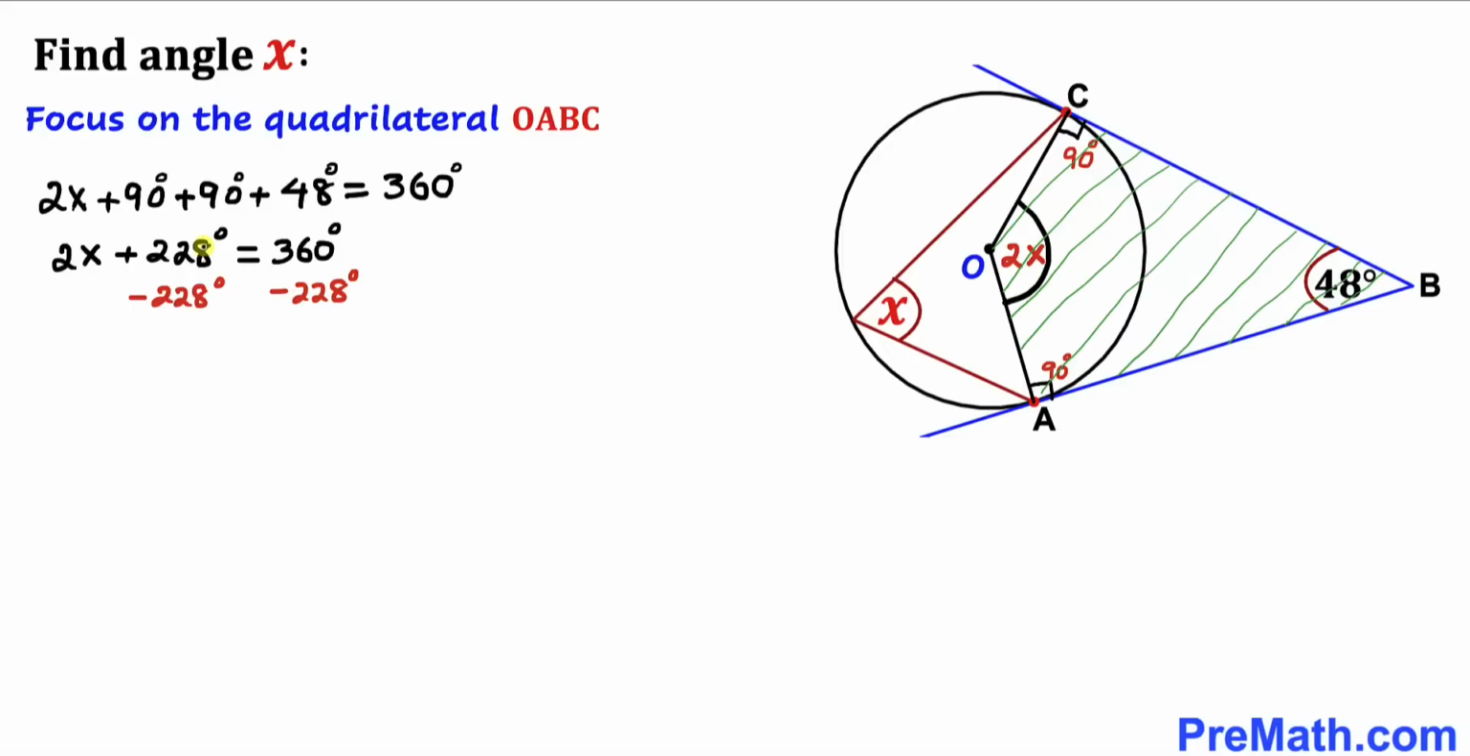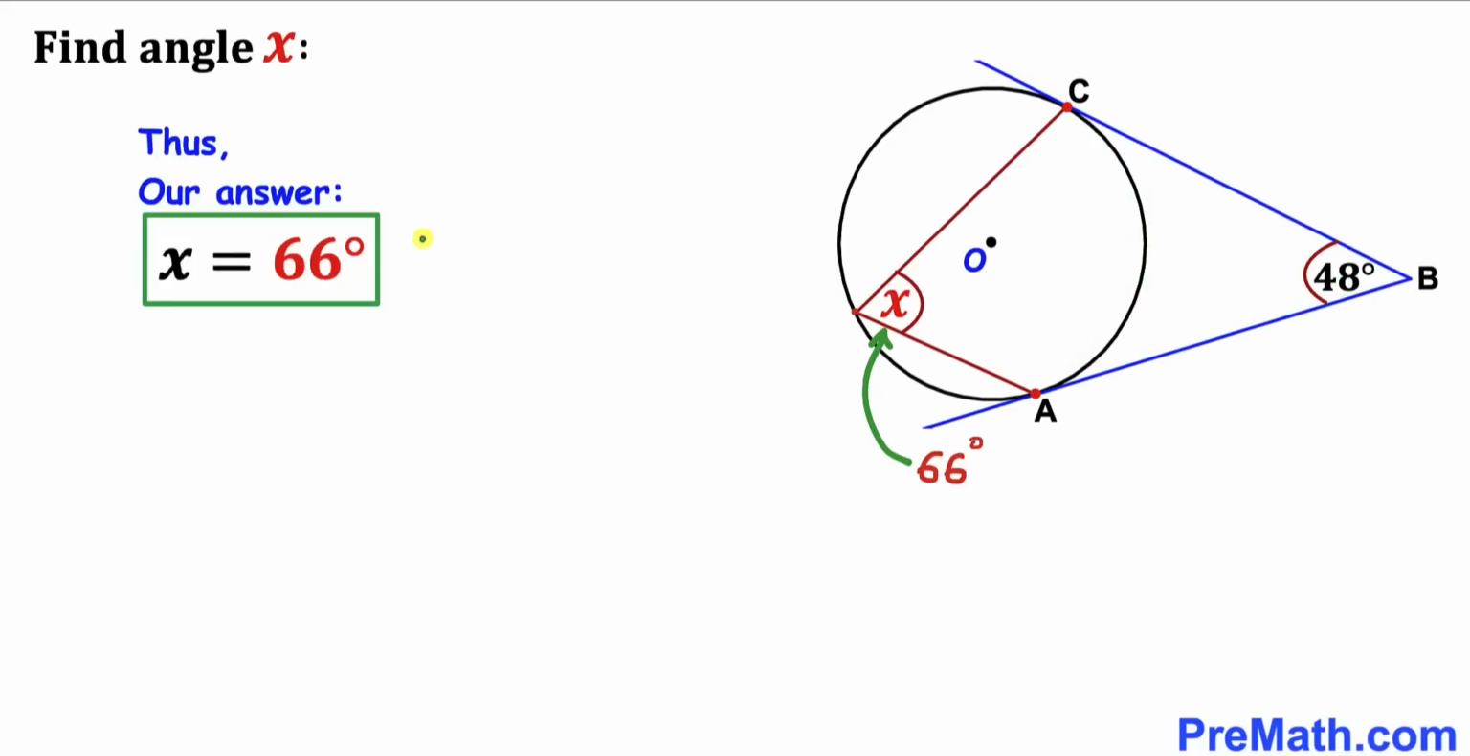And now we can see this cancels out. So therefore 2x turns out to be equal to 132 degrees. Let's divide both sides by 2 to isolate x. So therefore our angle x turns out to be 66 degrees. So thus our angle x turns out to be 66 degrees.